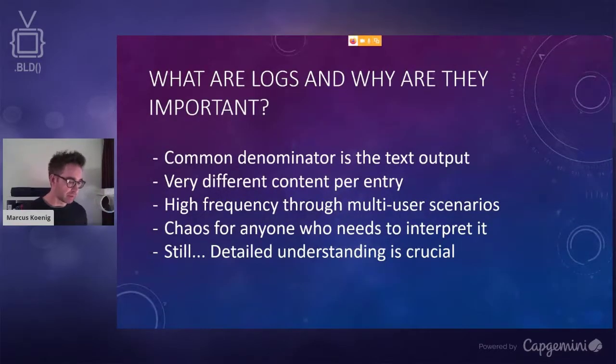Like, for example, the entries of a Java application do not necessarily look like the entries that you get from a log from a Linux machine with some kernel issues, or maybe like a mainframe that prints something out. Also, you have high frequency through multi-user scenarios because everything is networked, everything is used by multiple people at the same time. You get immense volumes of this stuff in the log files. So that means it's chaos for anyone who has to interpret anything from log files. But you still need to understand everything that's going on because that is the only thing that tells you if your infrastructure is okay or not.